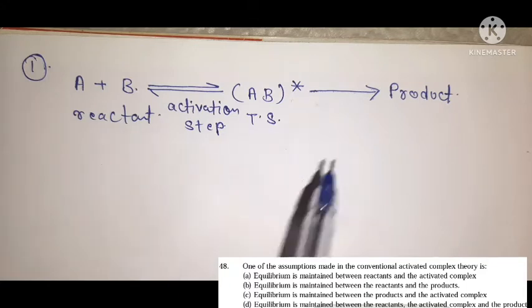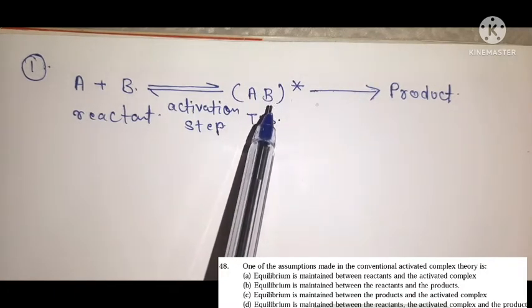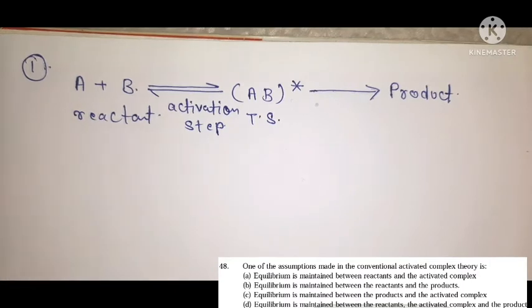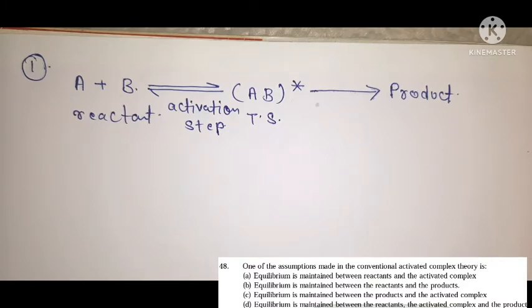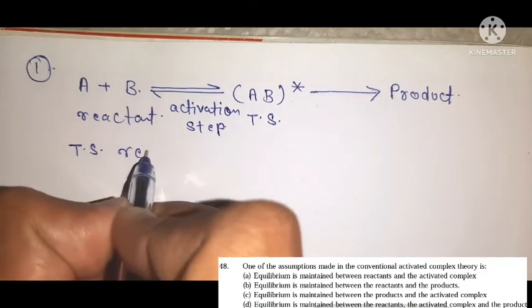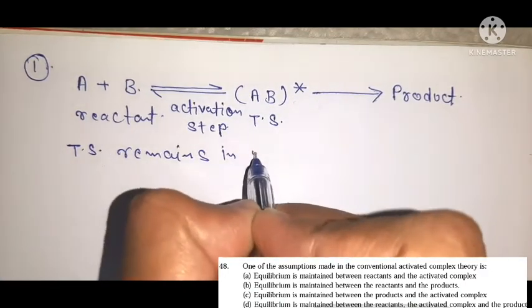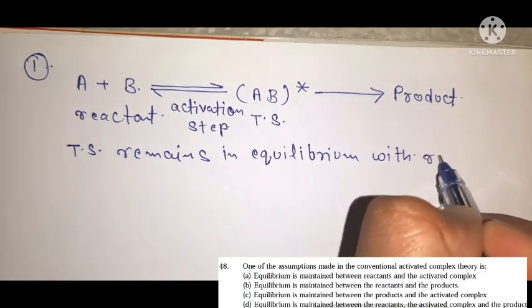Now when you closely see this mechanism, you clearly see that the transition state is in equilibrium with the reactant molecules. That means in the conventional activated complex theory, or transition state theory, the transition state remains in equilibrium with the reactant molecules.